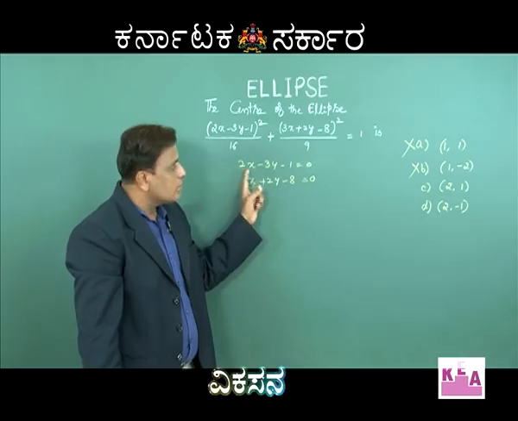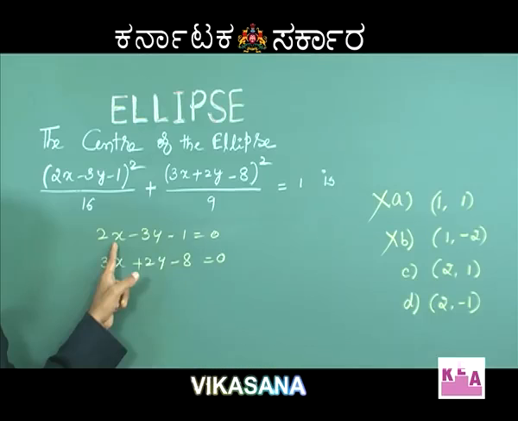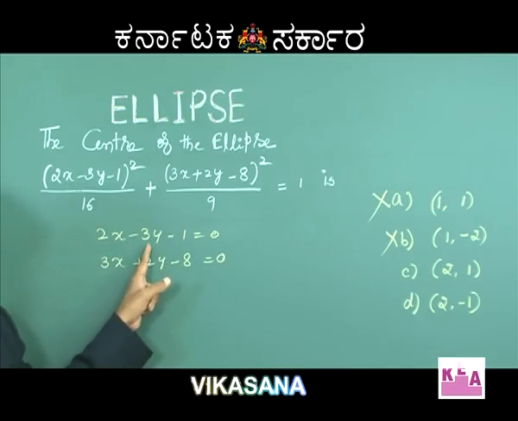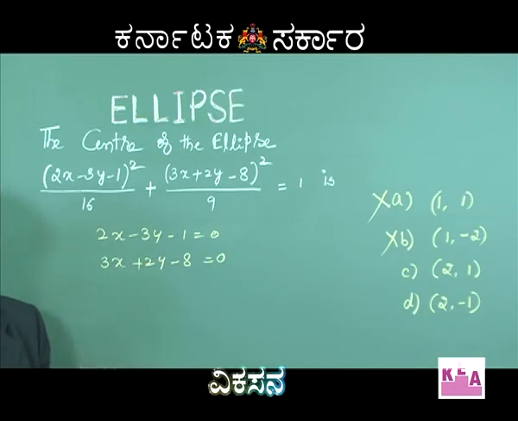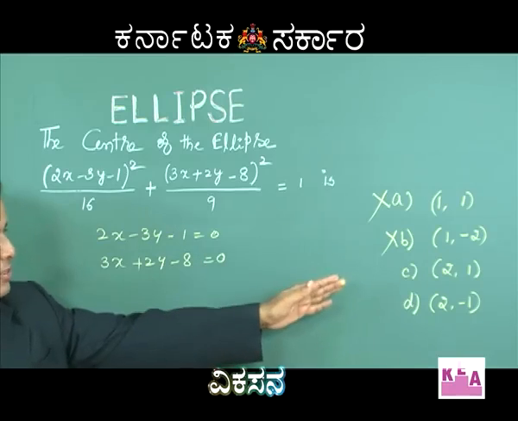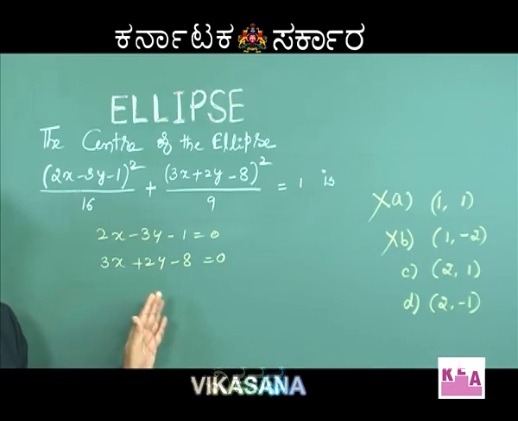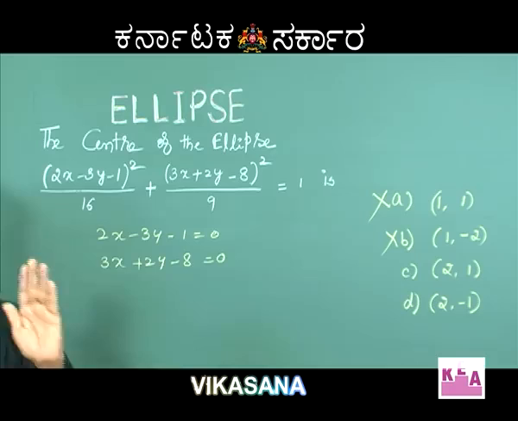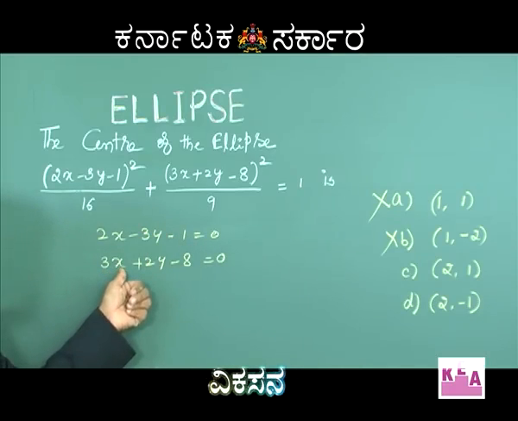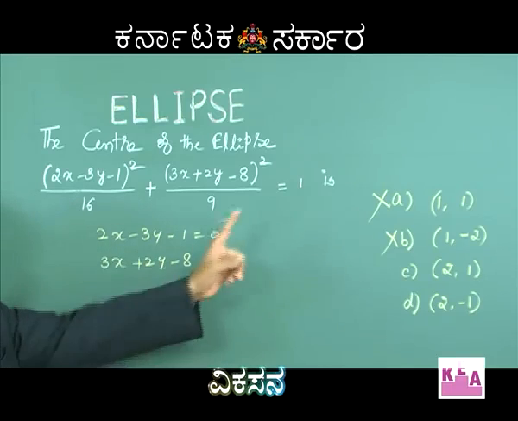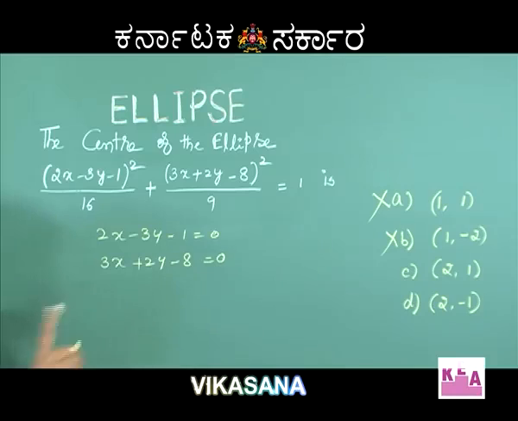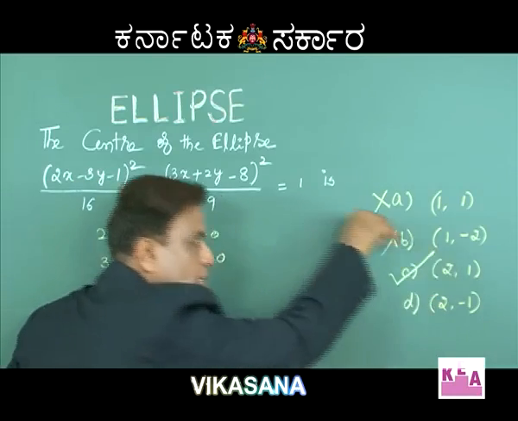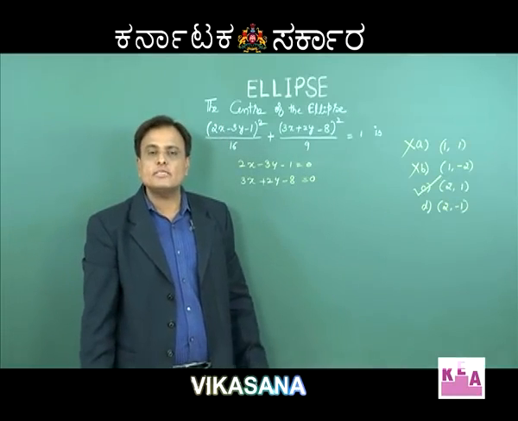Then third option, x is equal to 2, y is equal to 1: 4 minus 3, 1 minus 1, 0. Yes, equation 1 has been satisfied. We will see that the same coordinates satisfy the second equation also. Here the condition is the option must satisfy both the equations. 3 into 2, 6 plus 2, 8 minus 8 is equal to 0. Yes, this satisfies both. Therefore option C is the right option.